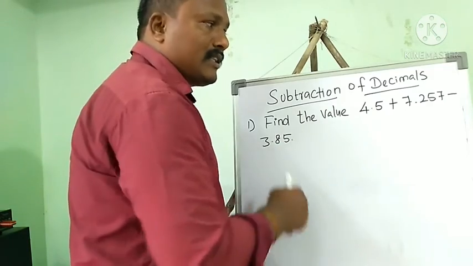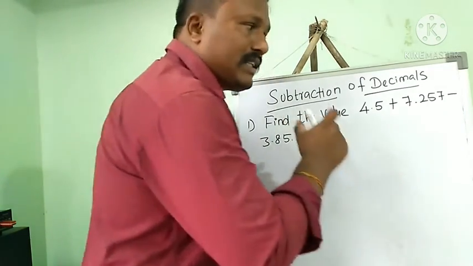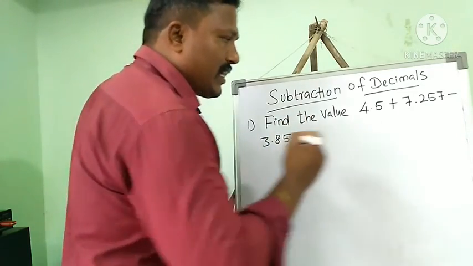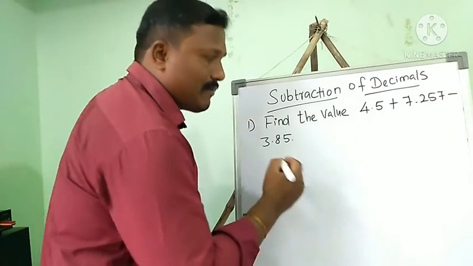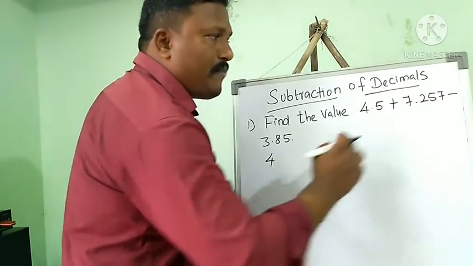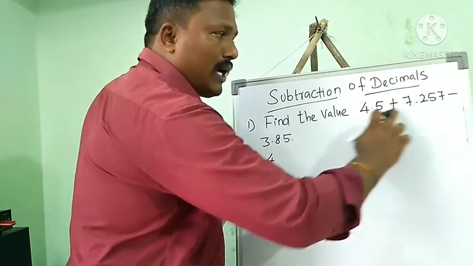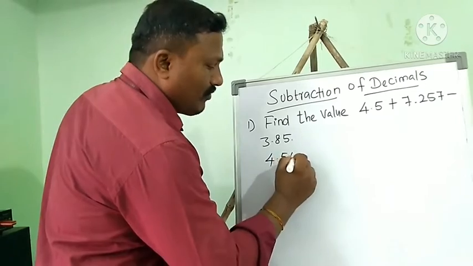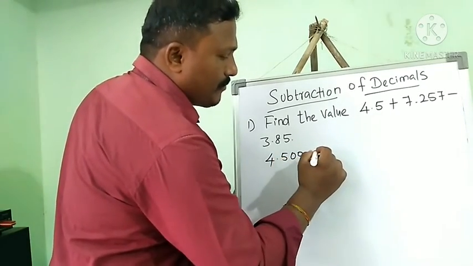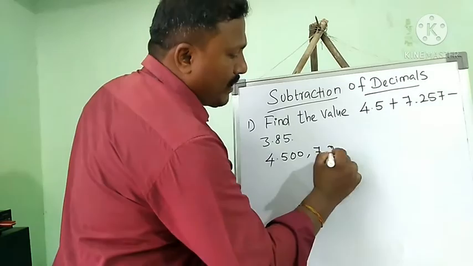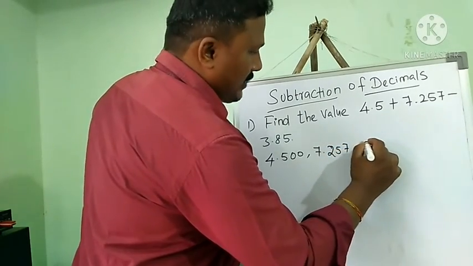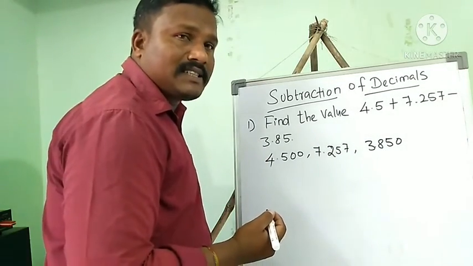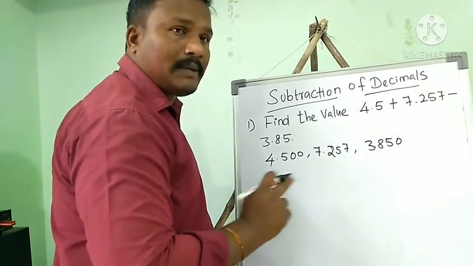So if you want to add, as I told you, you have to convert the given unlike decimal numbers into like decimal numbers. So first I will convert them to like decimals. The highest number of decimal places is 3, so I am going to convert all the numbers to 3 decimal places. So for that 4.500, okay, then 7.257 as it is, then 3.850. Now all the decimal places are equal, so we can add and subtract easily.